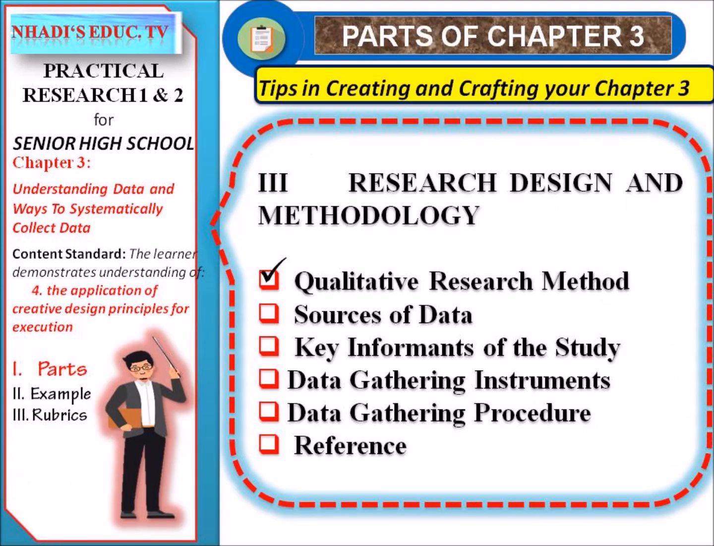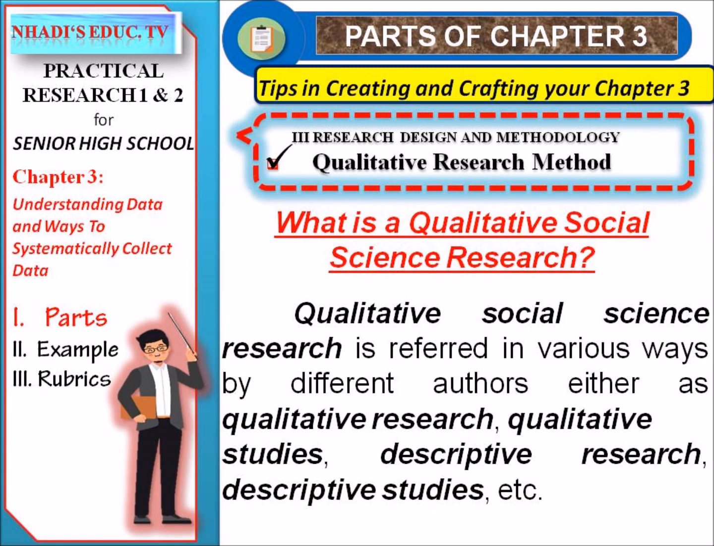Dive into our topic: Parts of Chapter 3, Tips in Creating and Crafting Your Chapter 3. We have Research Design and Methodology, Qualitative Research Methods, Sources of Data, Key Respondents of the Study, Data Gathering Instruments, Data Gathering Procedure, and the Reference. What is a qualitative social science research?